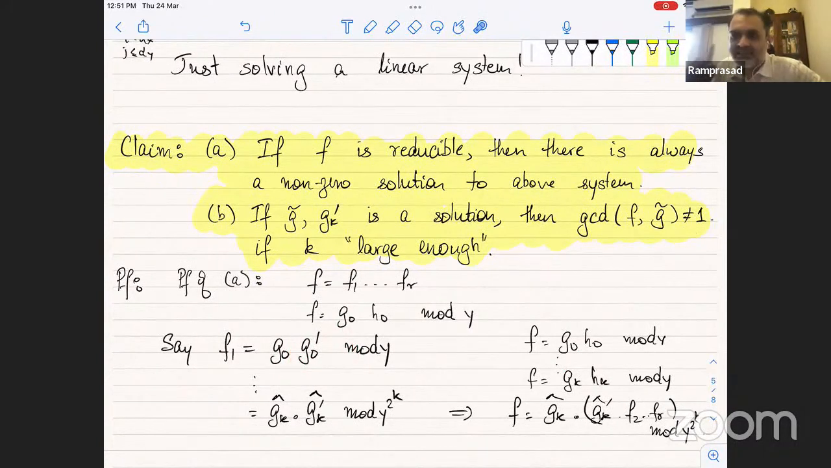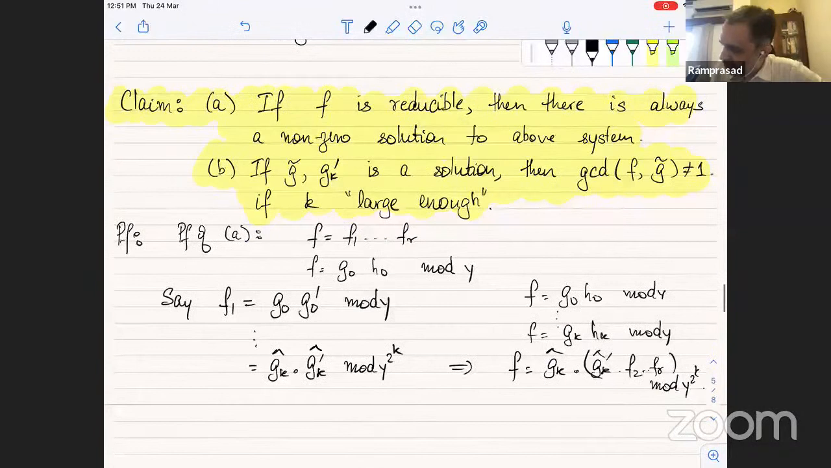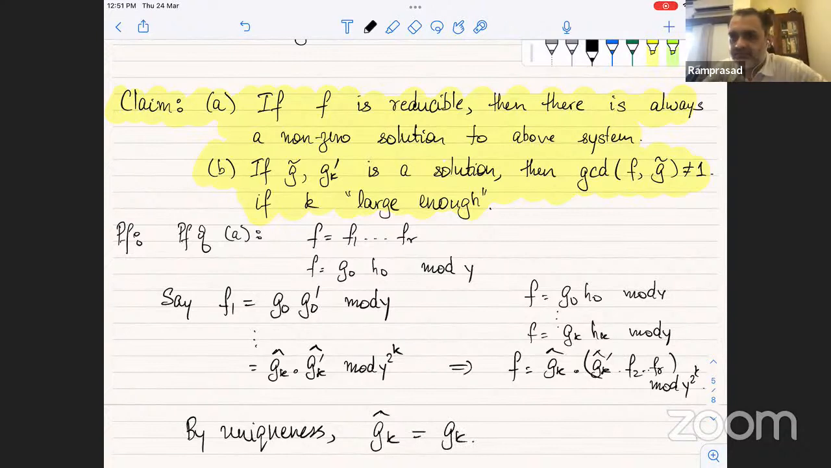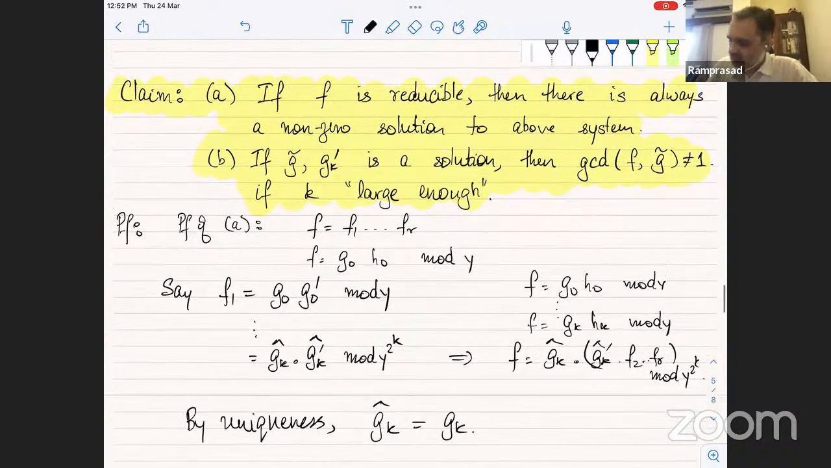So this is the place where the uniqueness of monic lifts comes in. This tells us that GK prime is the same thing as GK. So by uniqueness, you get that GK hat is actually equal to GK, because we seem to have obtained two different monic lifts of the same thing. But we know from Hensel lifting that there are no two different monic lifts. There is only one. So therefore, it better be the case that GK prime is equal to GK.